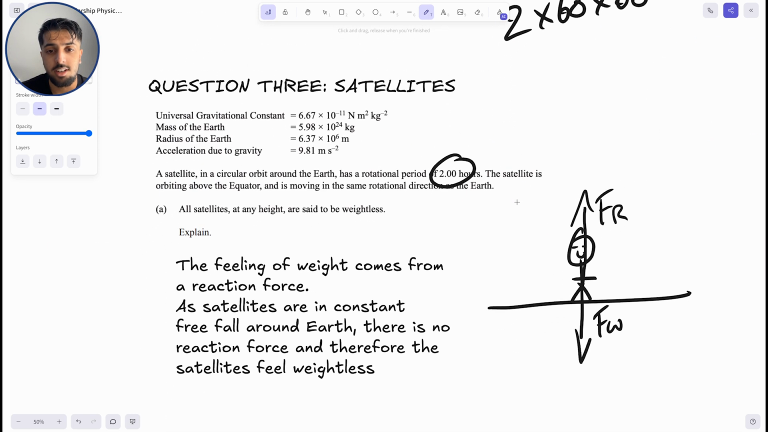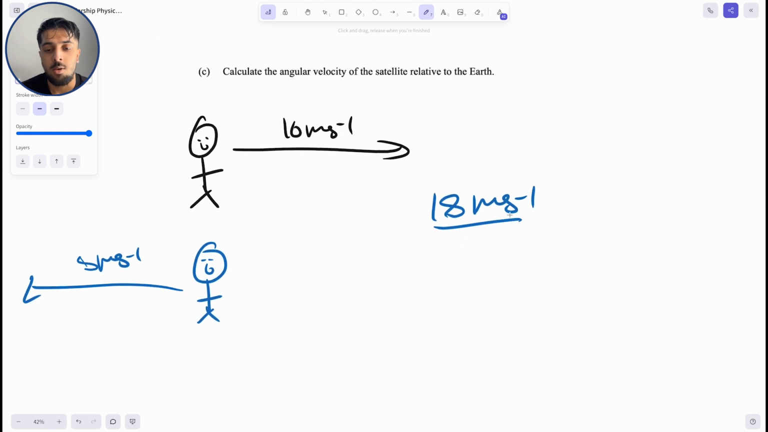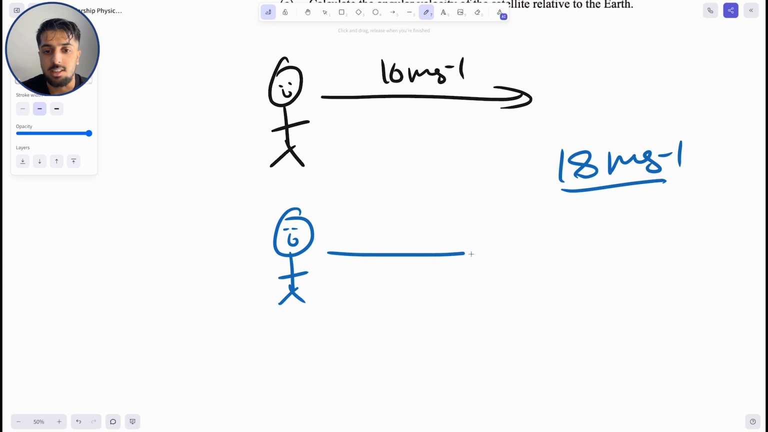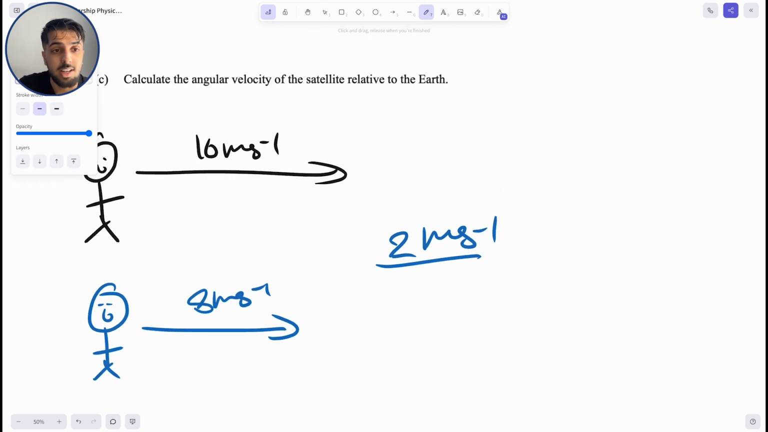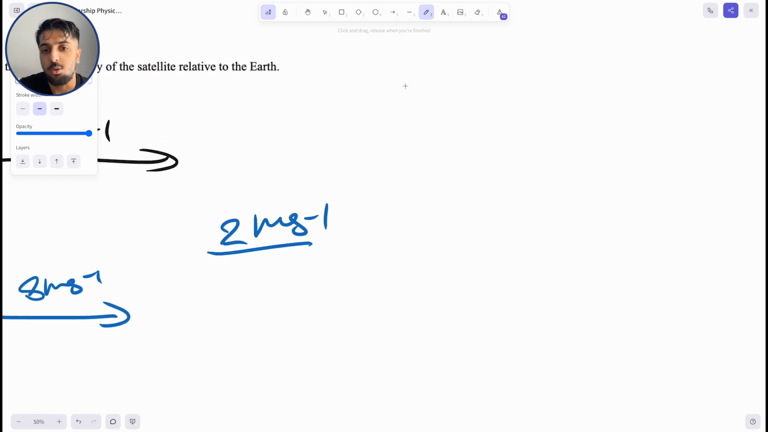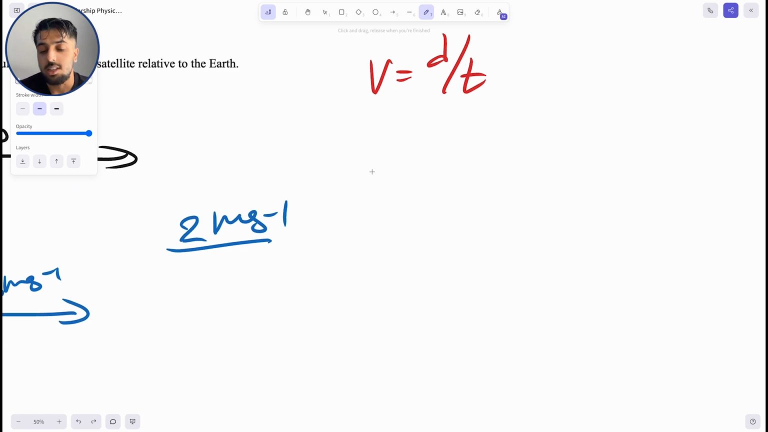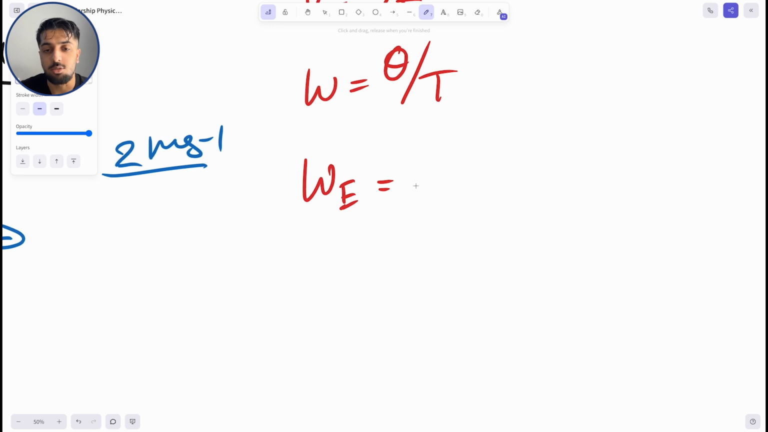So, a key idea here is that the satellite is moving in the same rotational direction as the Earth. And so, we would have the first scenario taking place, where the two individuals are moving in the same direction, and we have a relative velocity of 2 meters per second. Therefore, applying this to this question, we know that velocity is distance over time. Now, subbing in our angular versions of these variables, we know that the angular velocity is equal to theta all over the period, and therefore the angular velocity of the Earth is equal to theta.